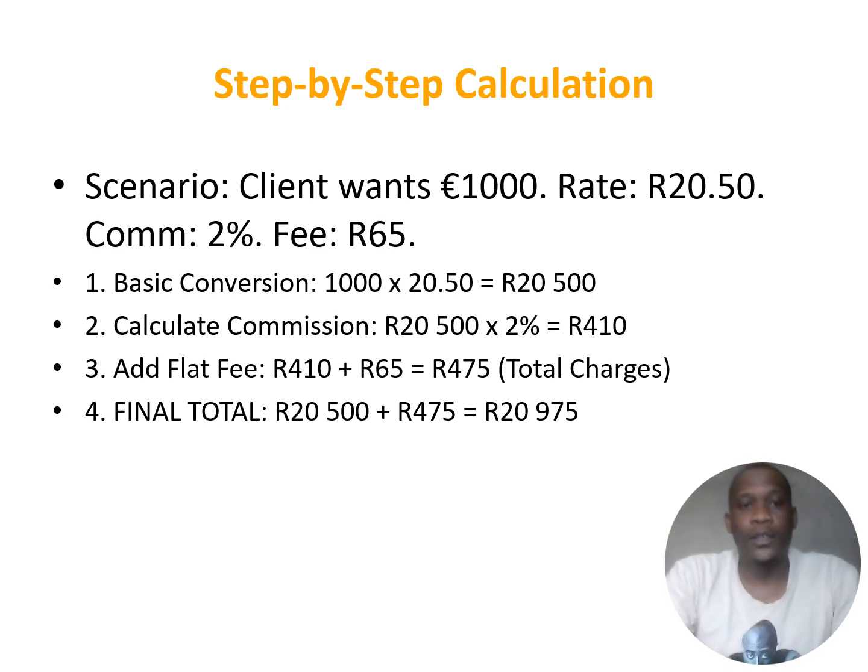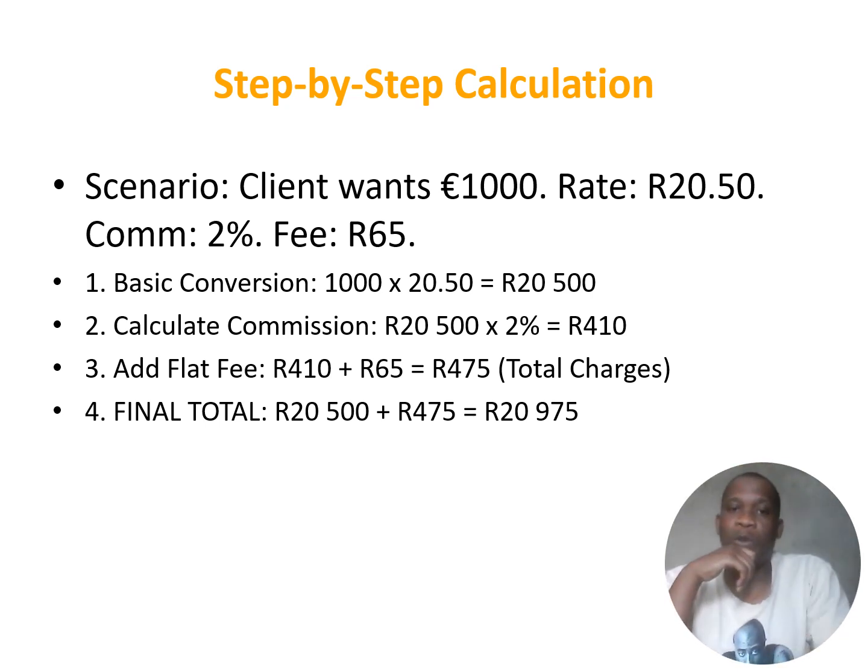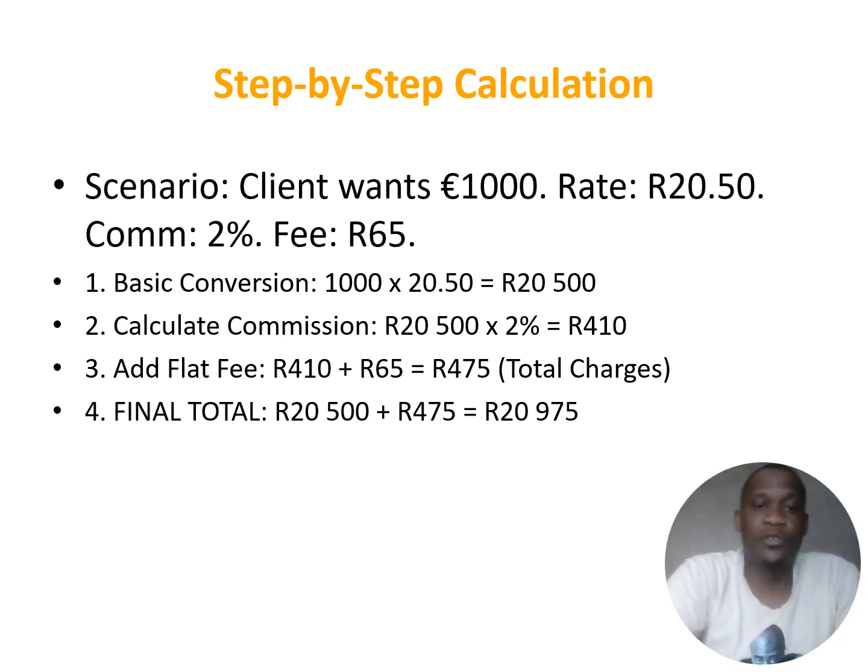Then the fourth step, the final total, is going to be 20,500 plus 475, which gives us 20,975 for the whole amount. So the amount that we take from the tourist who is exchanging the money is 475 rand. And that's how we calculate exchange rates.